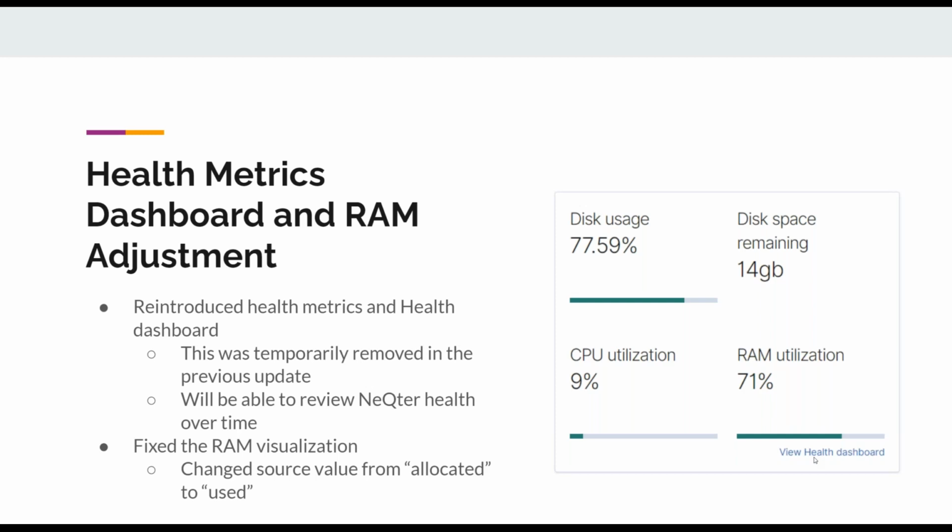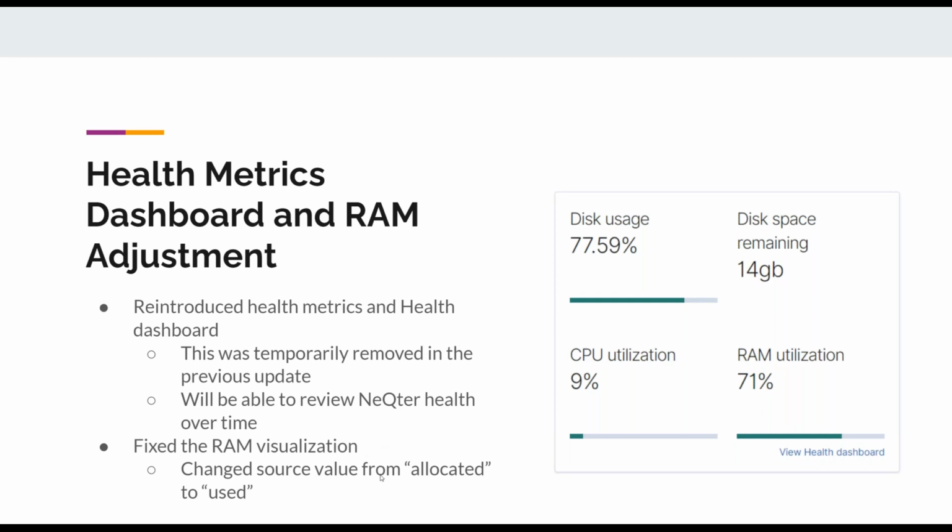But we also had an issue where RAM utilization would say 99%. And everyone said, hey, that's terrible. Why is my RAM always at 99%? And it was technically right and also technically wrong. So we changed what we were using as a source value, just a little bit, to get into that.